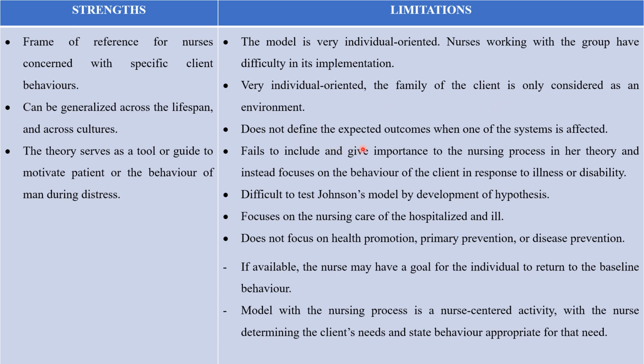It does not define the expected outcomes when one of the systems is affected. What outcome should be expected from each subsystem? It is not given clearly in the theory. It fails to include and give importance to the nursing process in her theory, and instead the theorist focuses on the behavior of the client in response to illness or disability. There is a difficulty to test Johnson's model by development of hypothesis, and the theory focuses on nursing care of hospitalized patients and ill patients. It does not focus on health promotion, primary prevention or disease prevention.